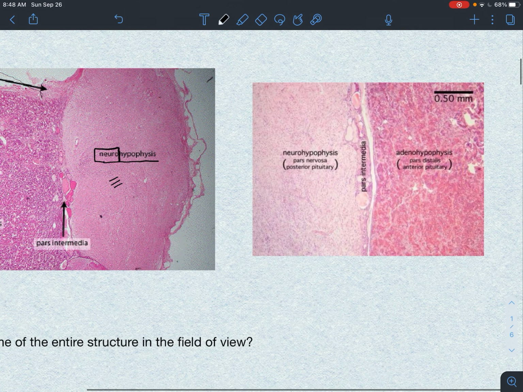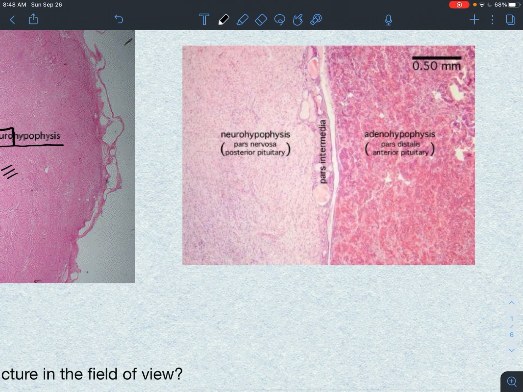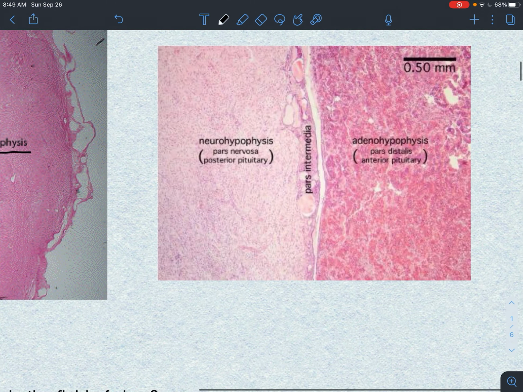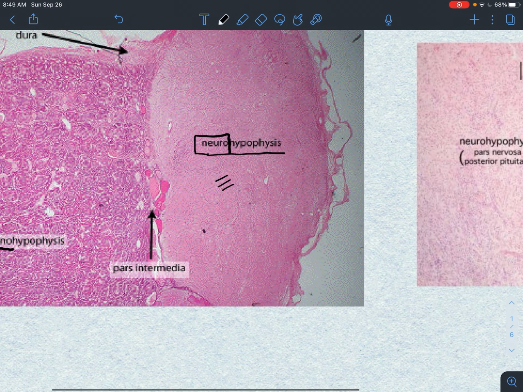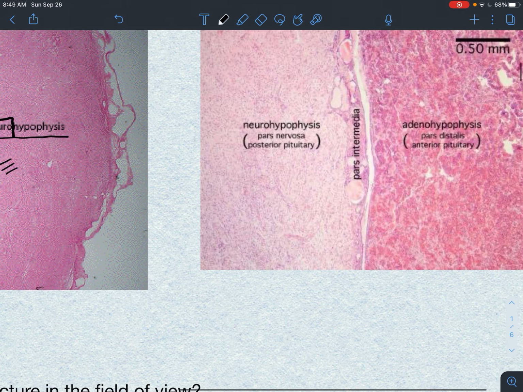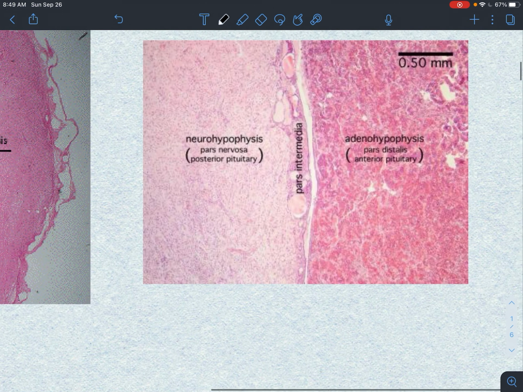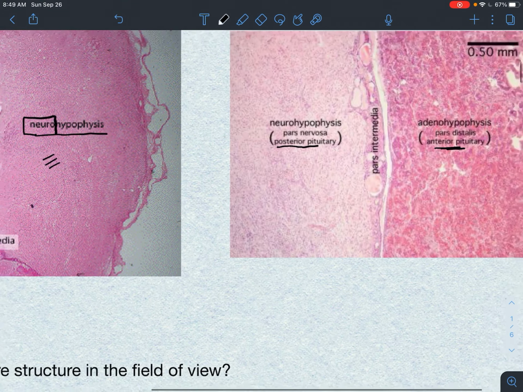And one more picture here that is very close up. Usually on a test, we won't have them this close. We'll give you more of a faraway view, more like this one. But just in case, it's good to look at it close up to really see that difference in the staining of the neurohypophysis, or the posterior pituitary, compared to the adenohypophysis, otherwise known as the anterior pituitary. You can really see that staining there.